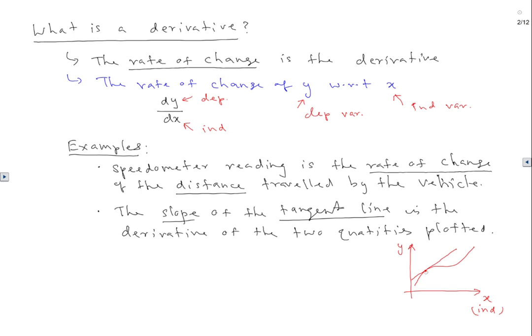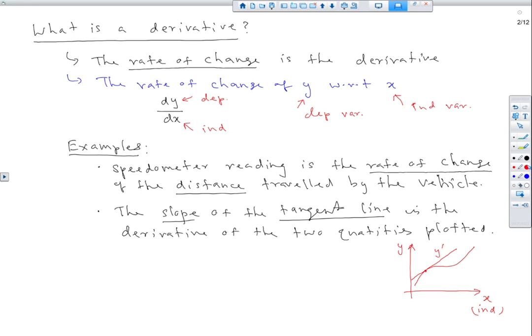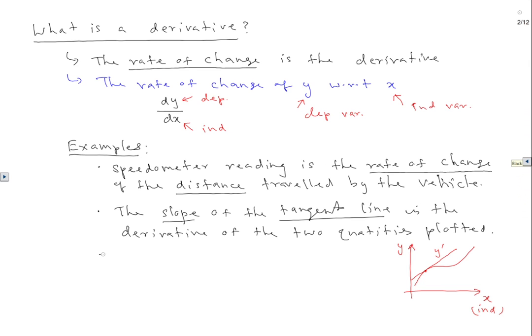So like that. So that's the derivative. We normally write this one as y prime. Remember? Okay, good. And then more examples. We can say that the velocity, as we discussed, is the derivative of the displacement function.